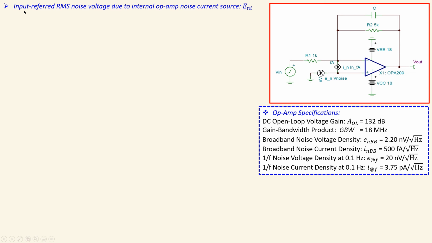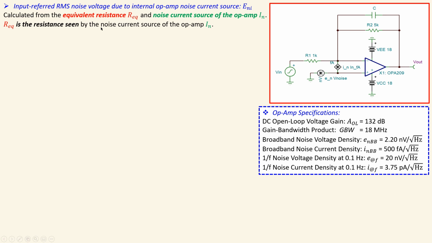The second part is the input referred RMS noise voltage due to the internal op-amp noise current source, given by E sub Ni. So it is due to this one, and the rest of the sources will be disabled. Now it is calculated using the equivalent resistance, because the noise current will flow through these resistors, and the noise current will also be an RMS value, so that will also be determined. So this will again be converted to an RMS value. Now the equivalent resistance seen by the noise current source is shown here. Then using Ohm's law, we can calculate the value in volts.